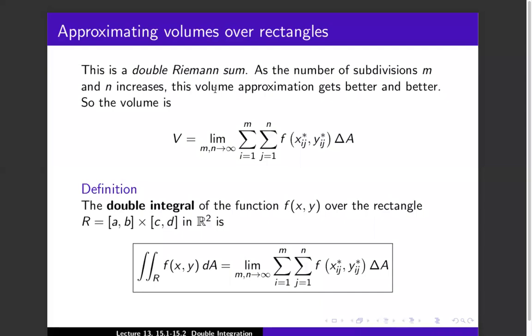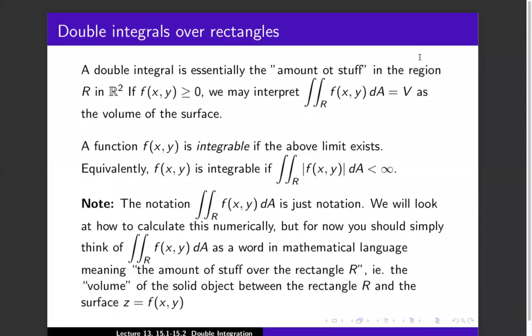Okay, so now what exactly does that mean? A double integral is basically the amount of stuff in the region. That's how I usually like to think about it. And if your function is positive, you can think about that as some kind of a height. So because it's some kind of a height, you can think about this integral over R of f(x,y) dA as just the volume of the surface.